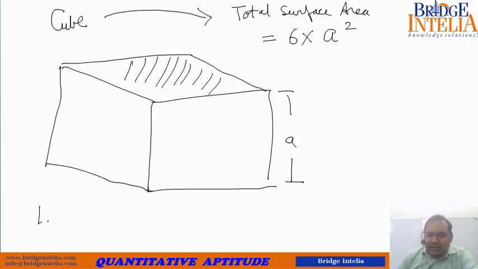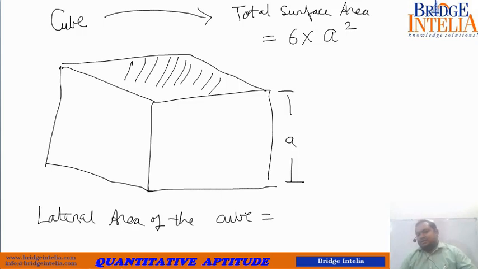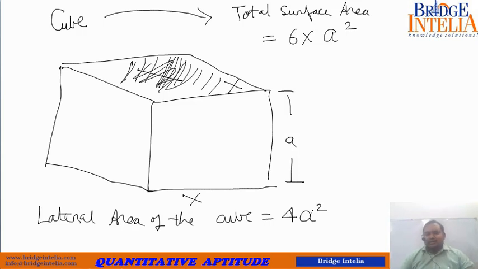But when you are finding the lateral area of the cube, please think carefully what the answer should be. When you are finding the lateral area, you will ignore this surface. You don't need to count the area of this surface, and the similar area at the bottom will be completely ignored. So out of 6 surfaces, 2 surfaces are not counted at all. So the lateral area of a cube is equal to 4A square because of that.